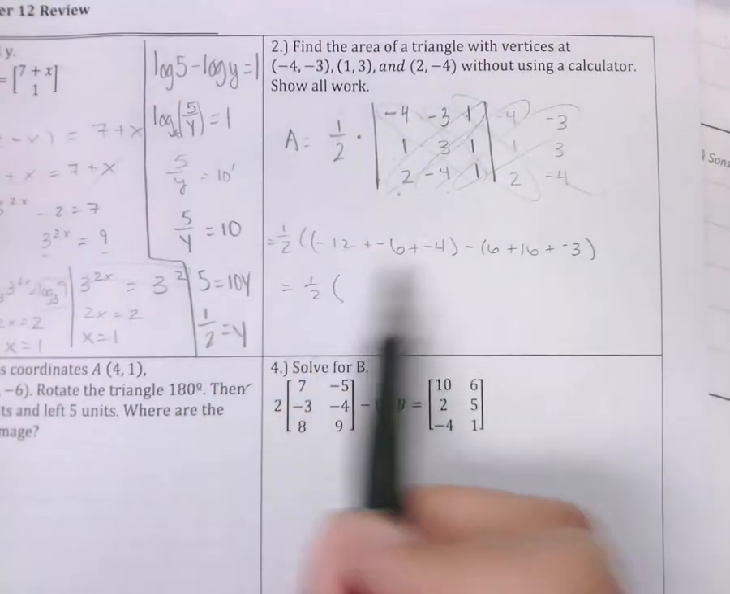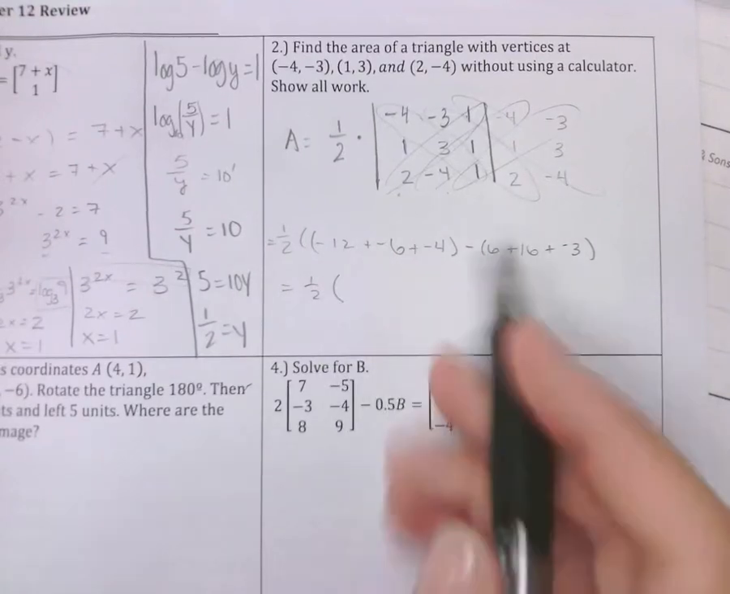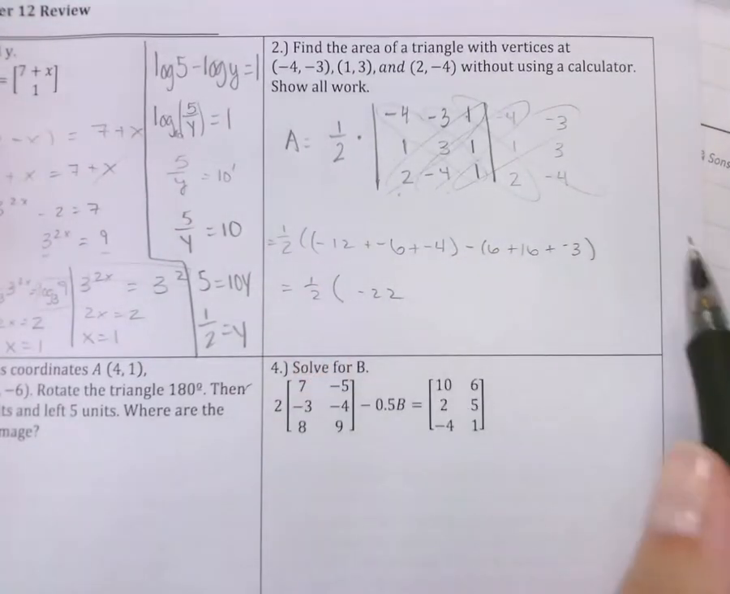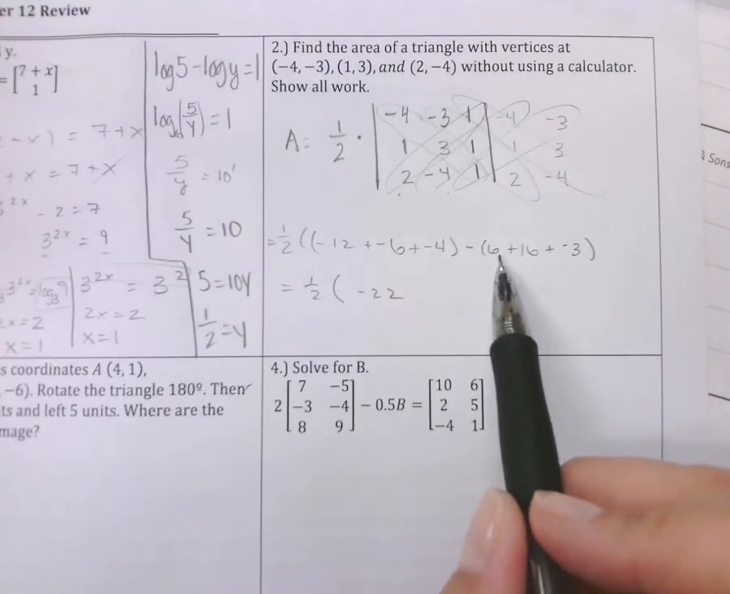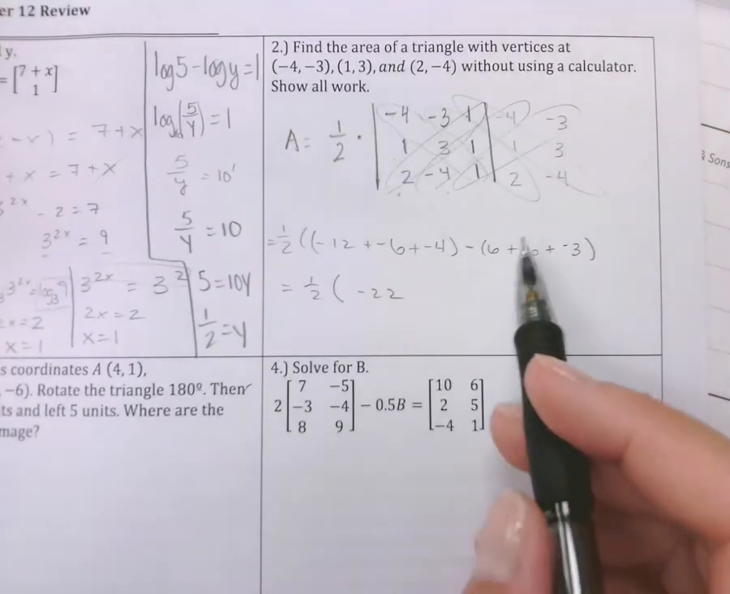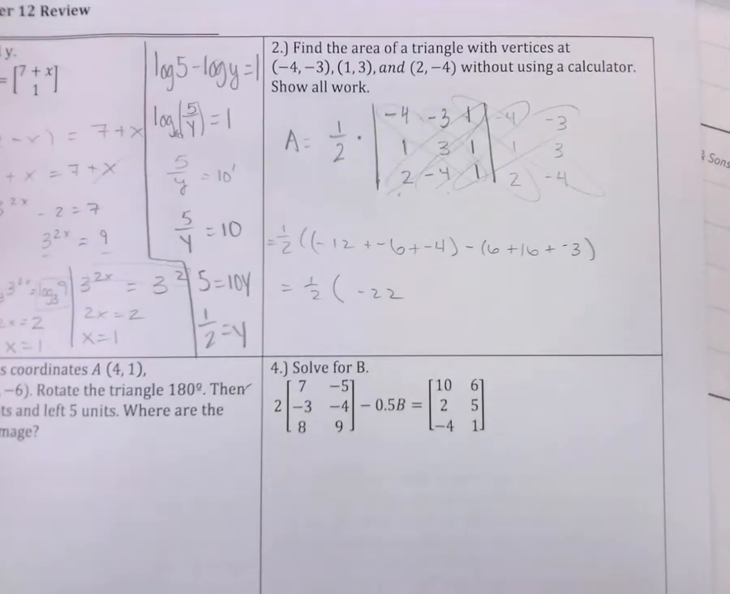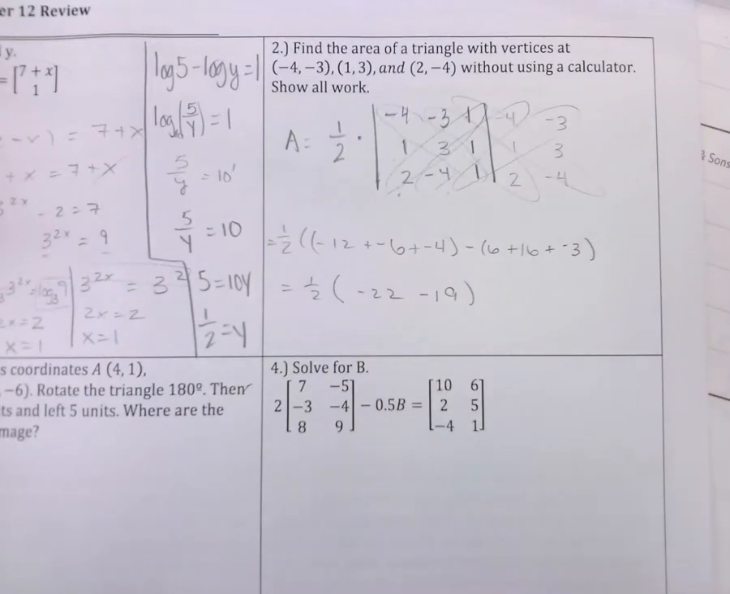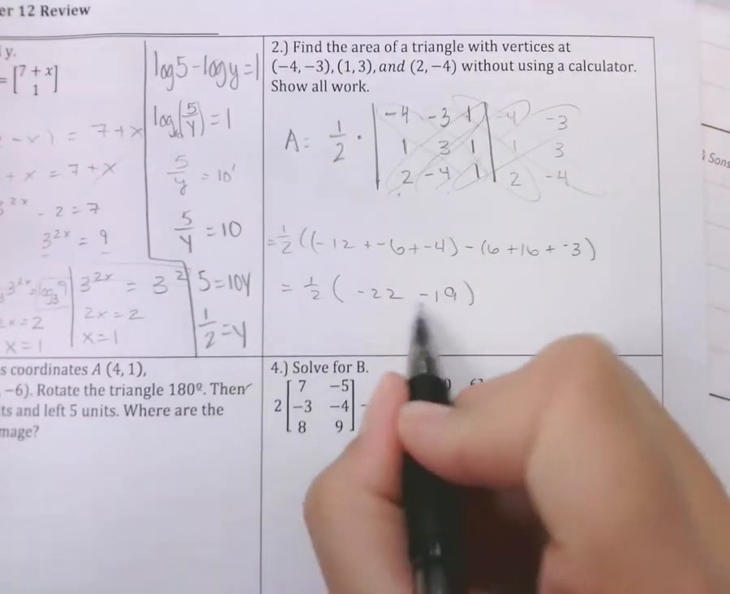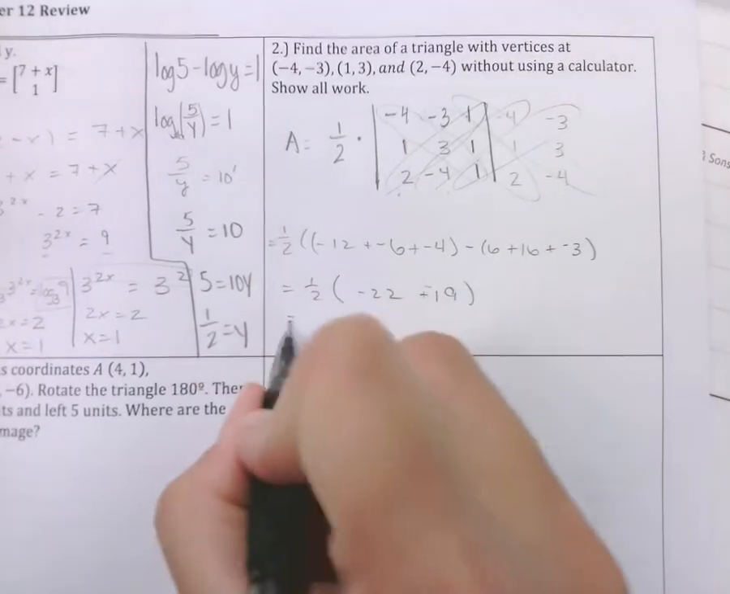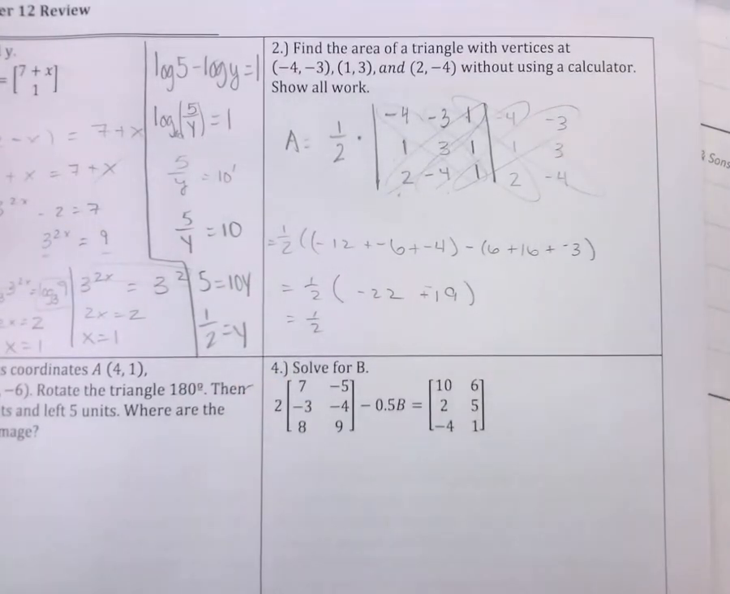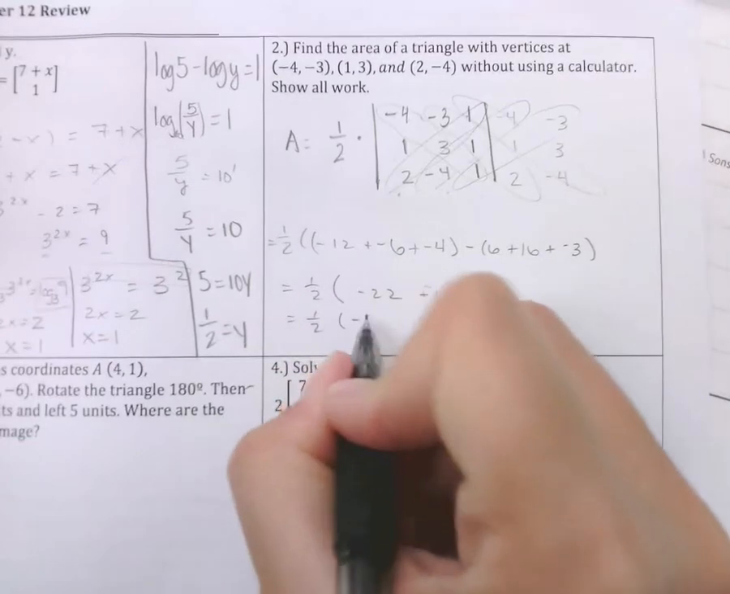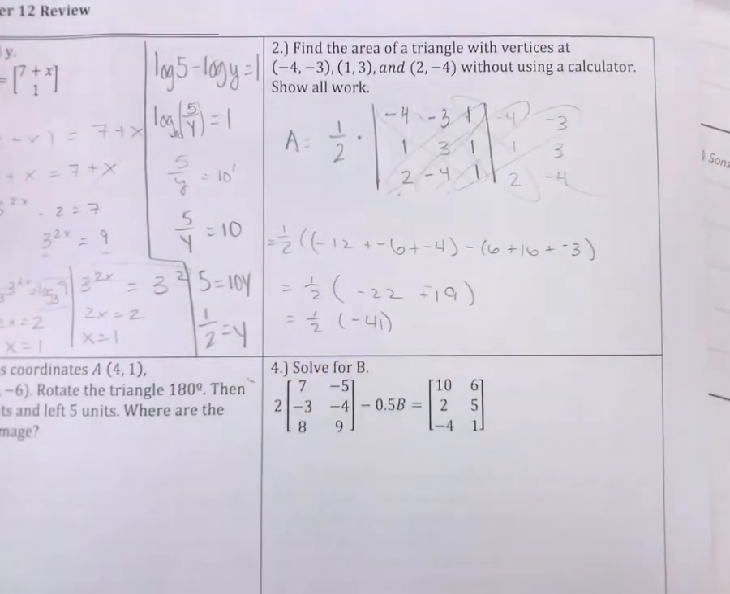Alright, so if I add up the first set of diagonals, I get negative 22. And if I add up these, I get 19. 22 minus 19. And so then when I combine these, because when you subtract, it's like adding a negative, that's going to be 41. Wait, it's plus 19? Well, it was negative 19. So I added the negative 19.